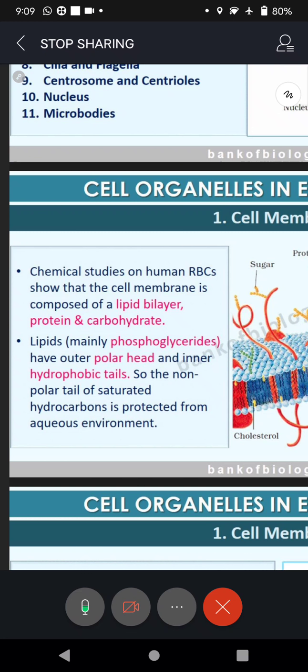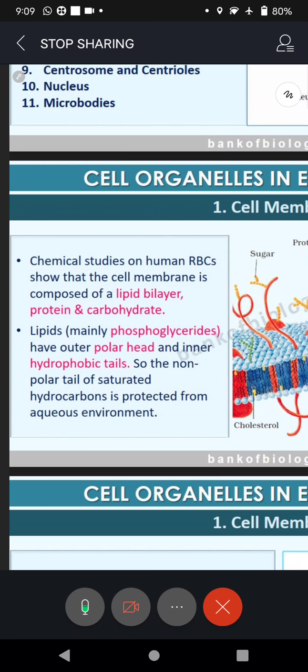And of course, the opposite, your chemistry teacher must have told you, hydrophily. Phily means love. Hydro means water, love for the water. You are fond of swimming, you are fond of water bodies. So, you have got phosphoglycerides which have outer polar head and inner hydrophobic tails. So, the non-polar tail of saturated hydrocarbons is protected from aqueous environment.